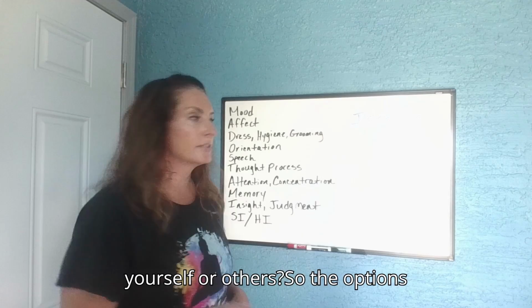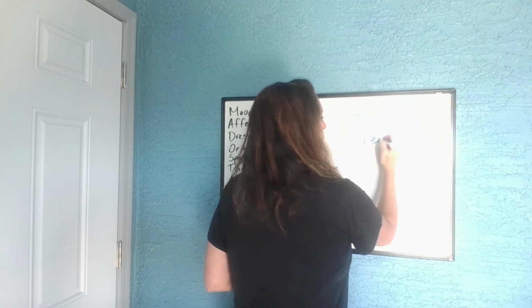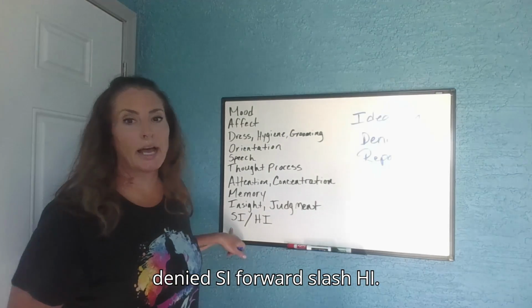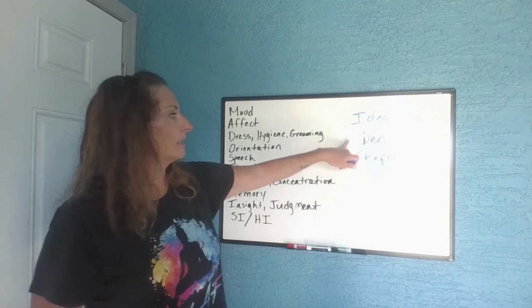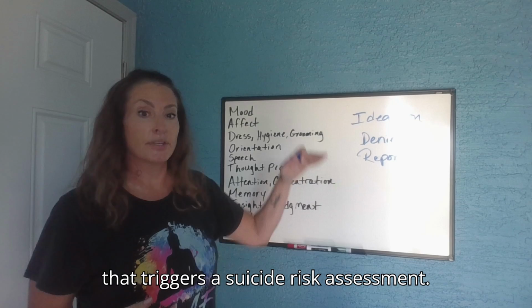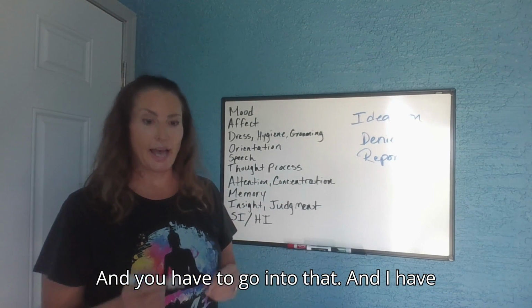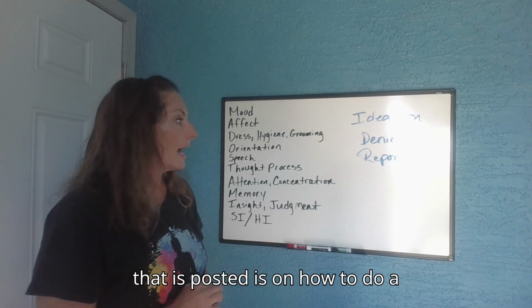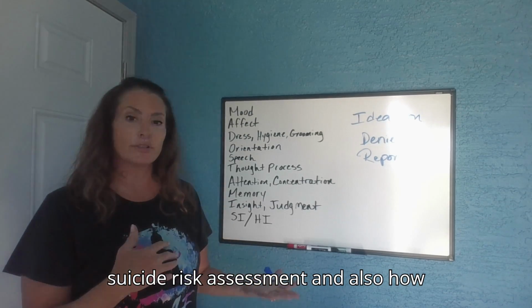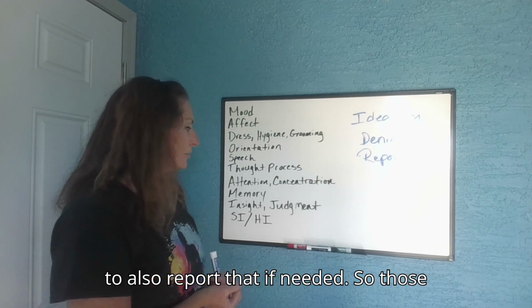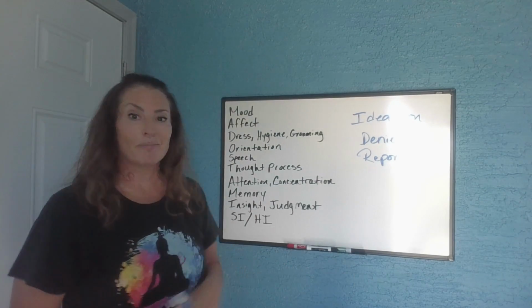So the options here are denied or reported. If it's denied, you would simply say denied SI/HI. If it is reported, you can't just stop there, right? If it's reported, that triggers a suicide risk assessment, and you have to go into that. I have a previous episode posted on how to do a suicide risk assessment, and also how to document that, and how to report that if needed. Those are all already posted. This is your mental status exam.